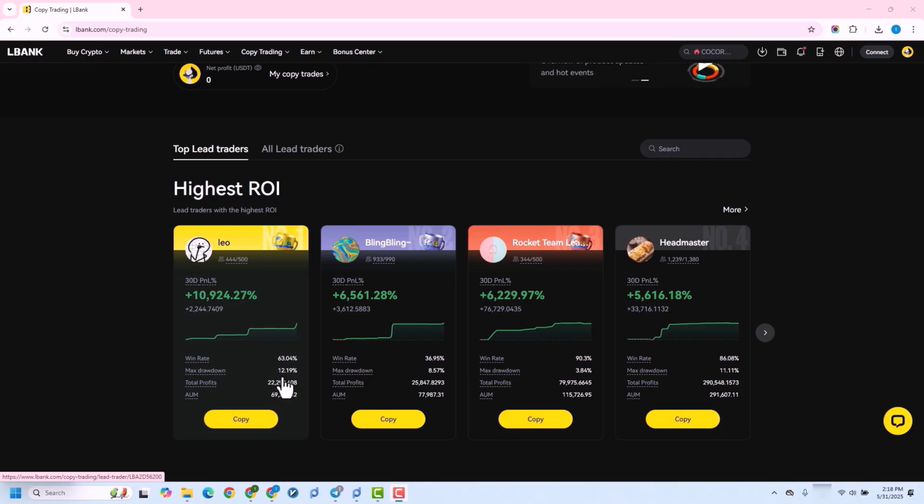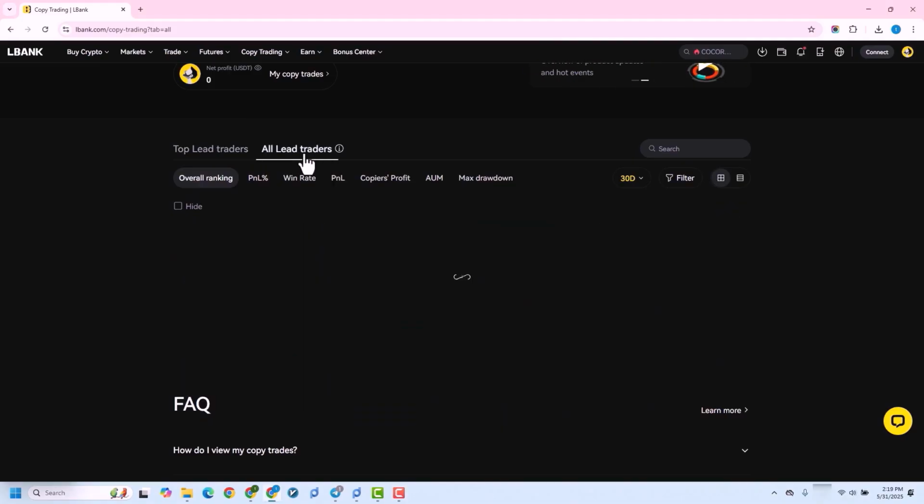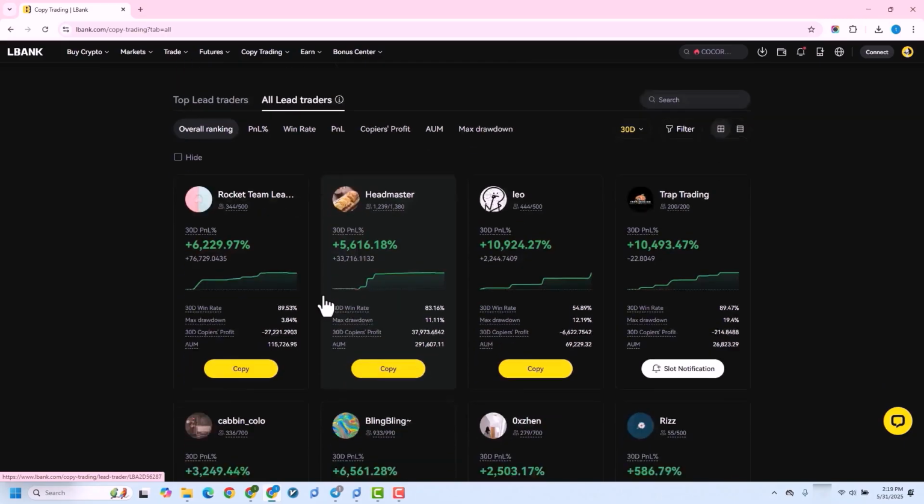Some traders have achieved impressive profits in a short period, but it's also essential to assess their level of risk. Also, each trader has a limited follower capacity which may fill up quickly. At the top section, you can clearly see the top lead traders, and in the All Lead Traders section, all of the traders are displayed to you for your review.